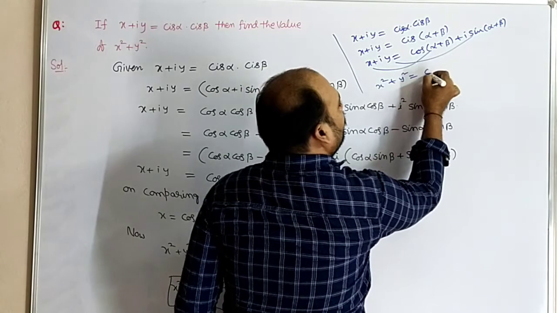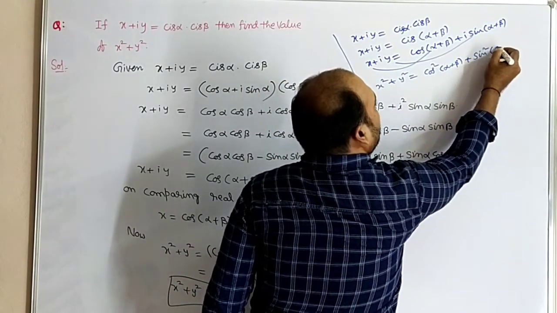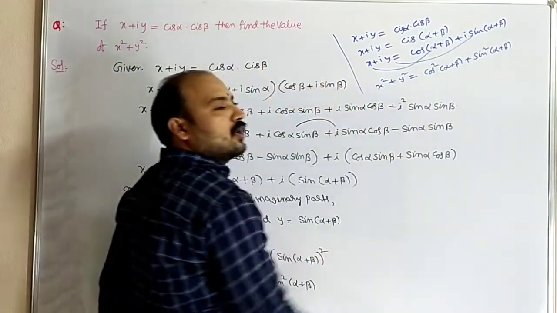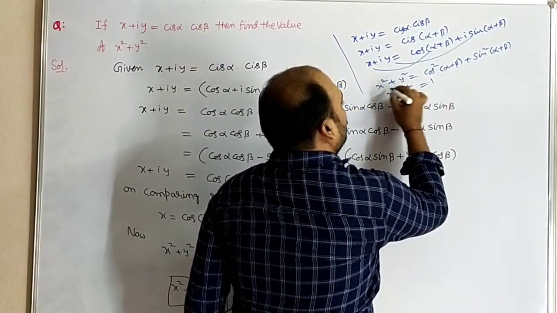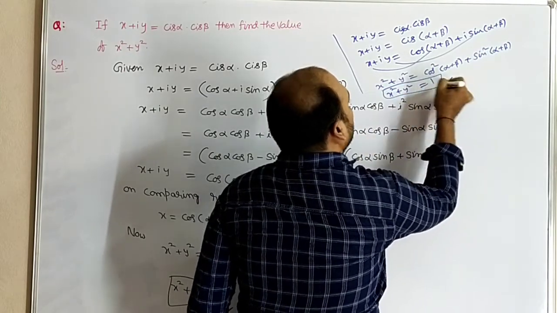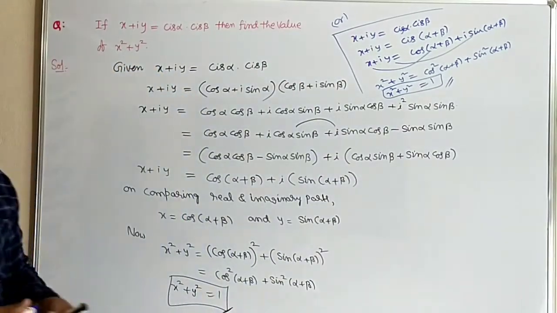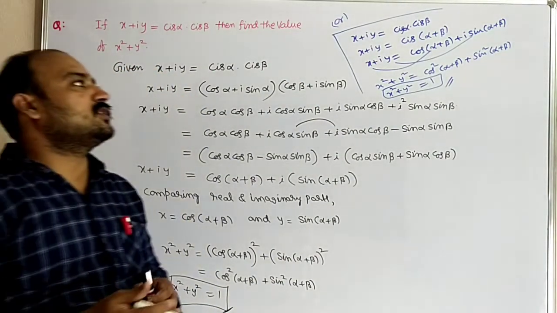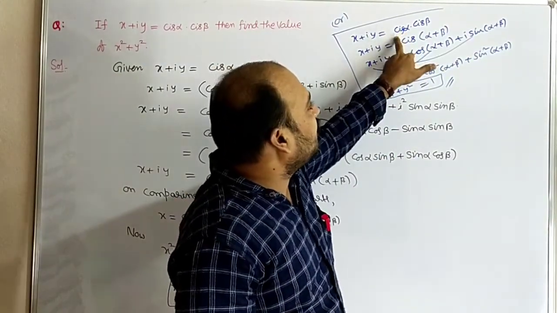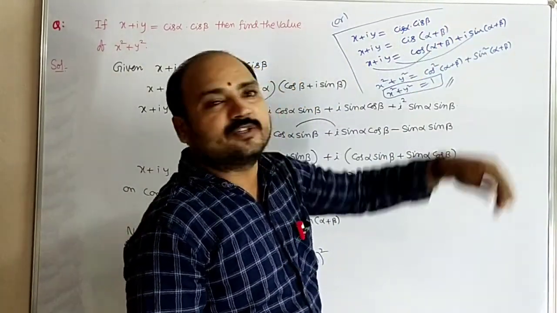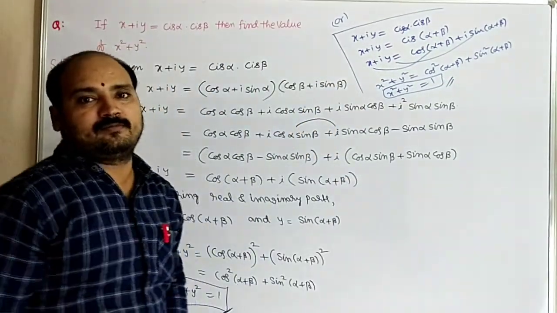x square plus y square equal to cos square of alpha plus beta plus sin square of alpha plus beta. It is in the form of sin square alpha plus cos square alpha. The value is 1. Even like this you can do it. This is an alternate way. x plus iy equal to cis alpha into cis beta can be expressed as cis of alpha plus beta. Suppose there is a product of three terms, cis alpha into cis beta into cis gamma, that is cis of alpha plus beta plus gamma. Like this you can express.